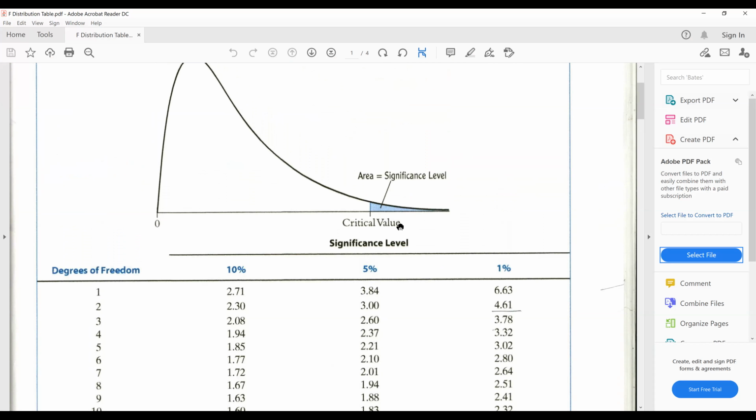The rejection region is the area above the critical value, right? In our case, the critical value is 3. So 3 is here, and 190 something is way above. Also note that the F stat never takes negative values. It's always positive.